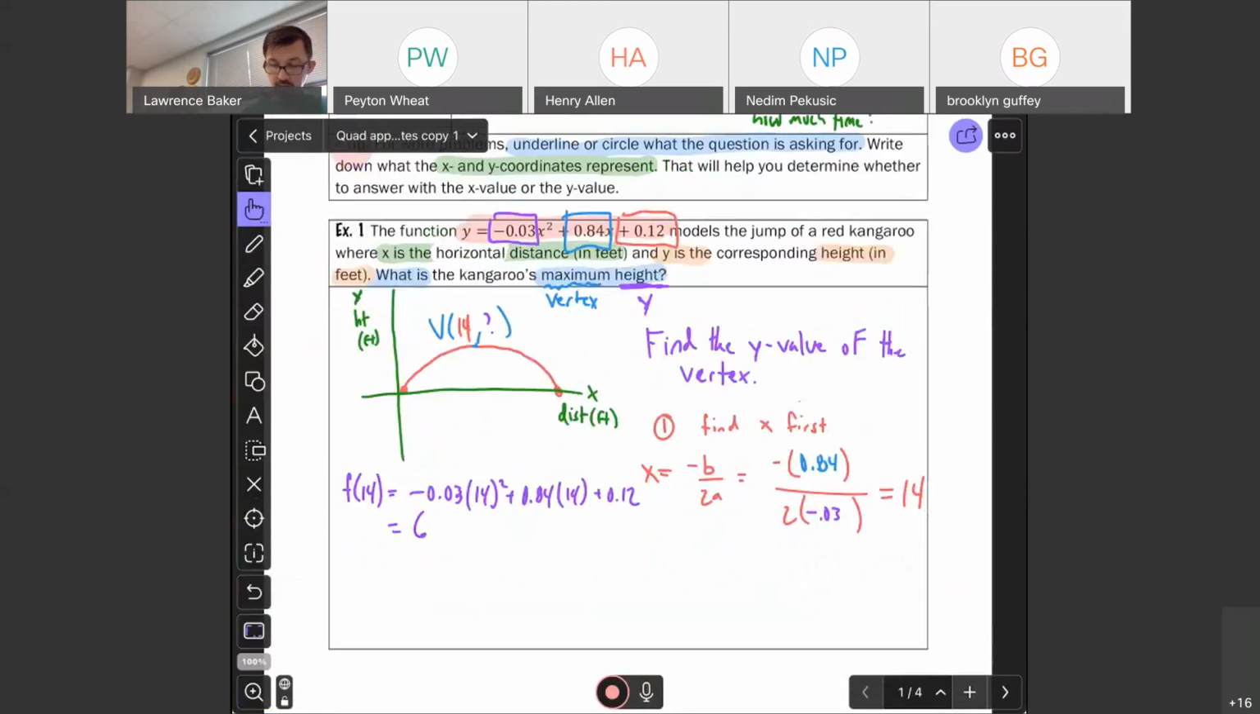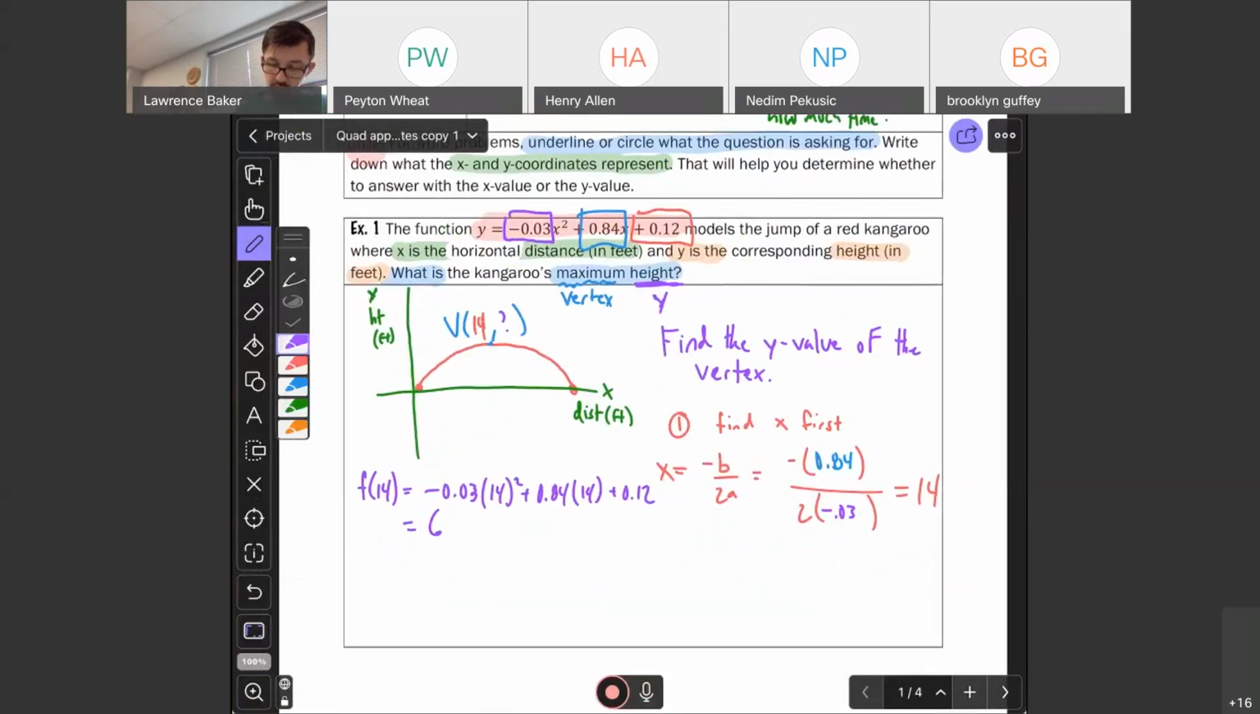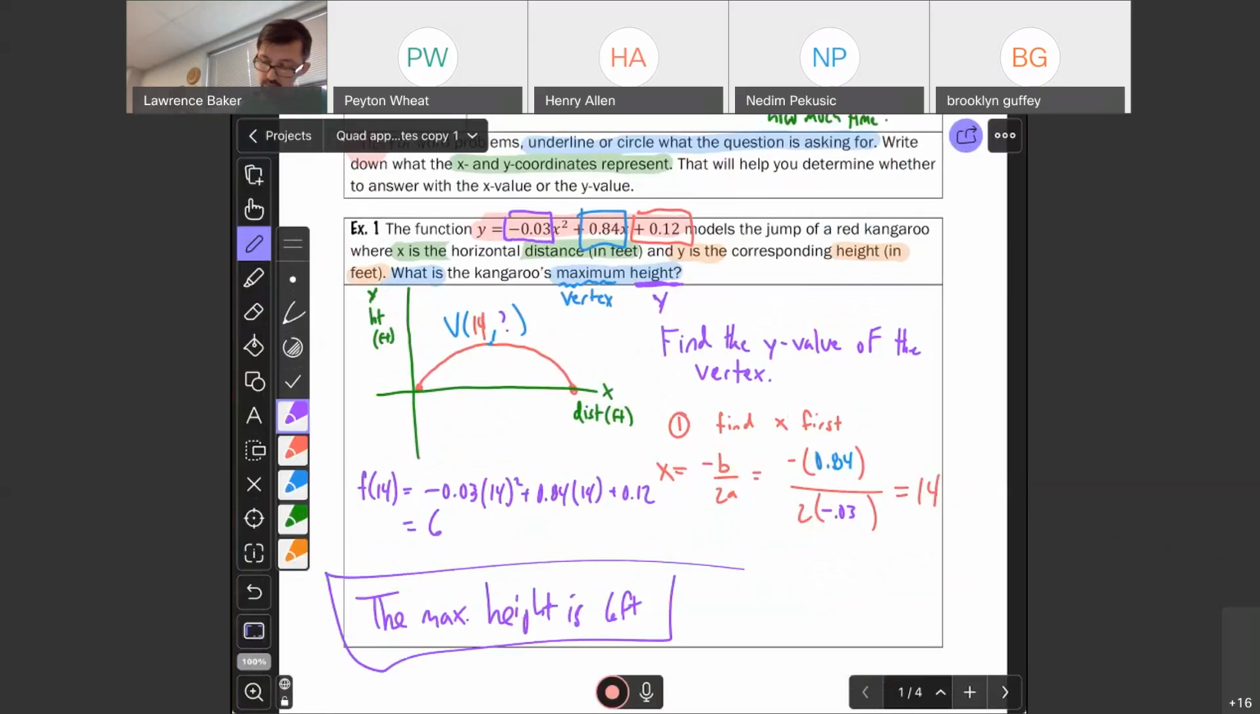So we've gotten the number we want, right? We wanted the y value of the vertex. We've got it. Okay. What I want you guys to do is answer your question with a short sentence. What was the question about? It was asking what the max height was. That's fine. Okay.